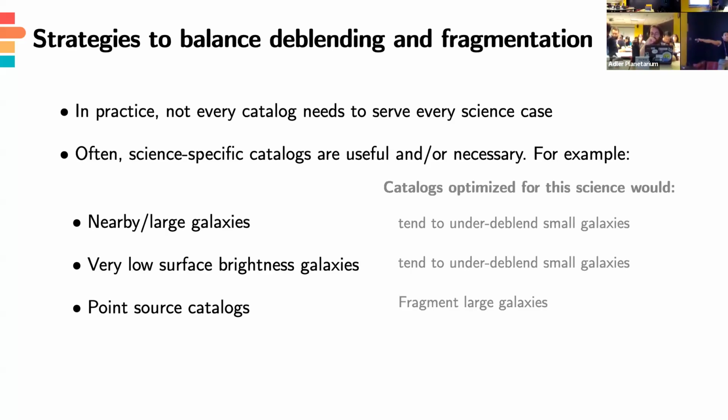Right. And all of these catalogs also have drawbacks for other areas of science. So nearby large galaxies catalogs would under deblend small galaxies. Low surface brightness galaxy catalogs also would tend to under deblend small galaxies because they're looking for the diffuse halos of nearby systems. And then point source catalogs would tend to fragment large galaxies.